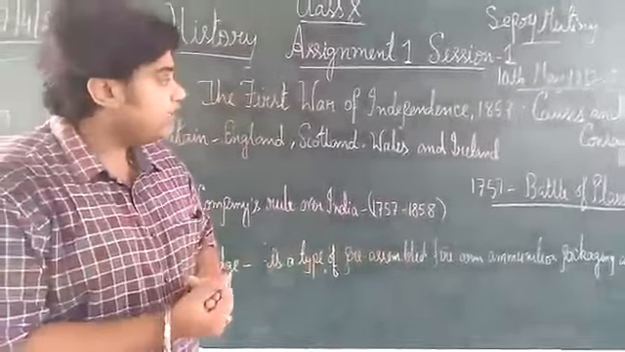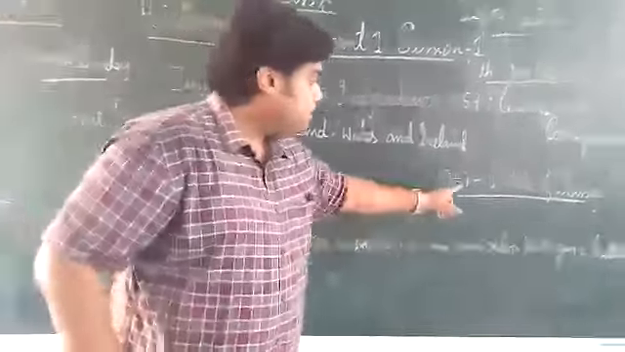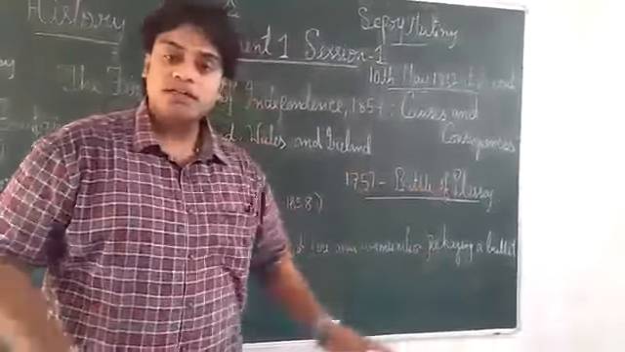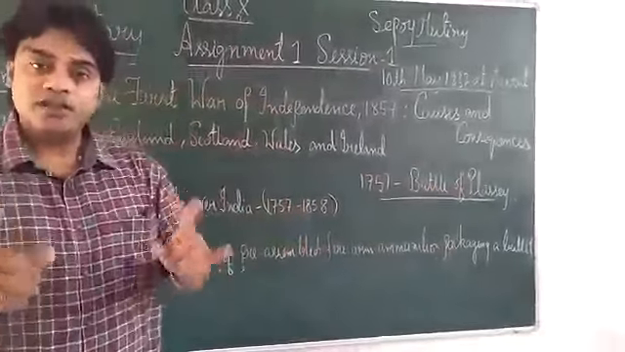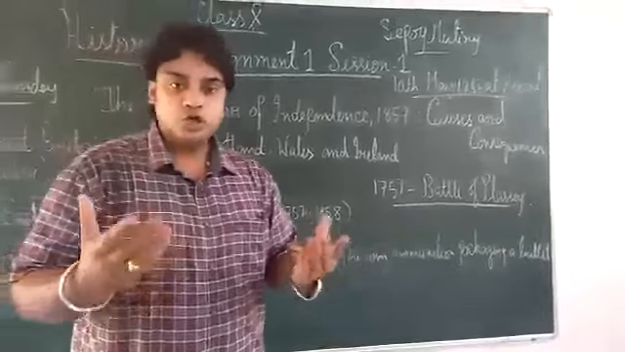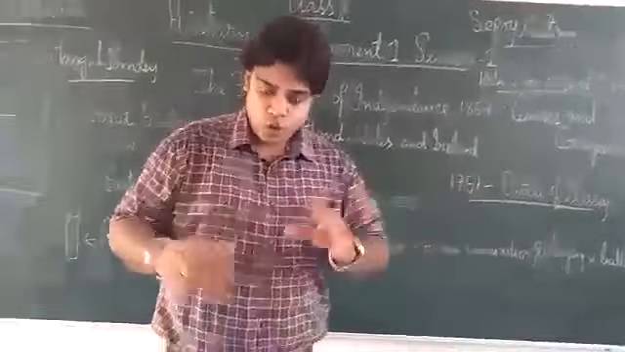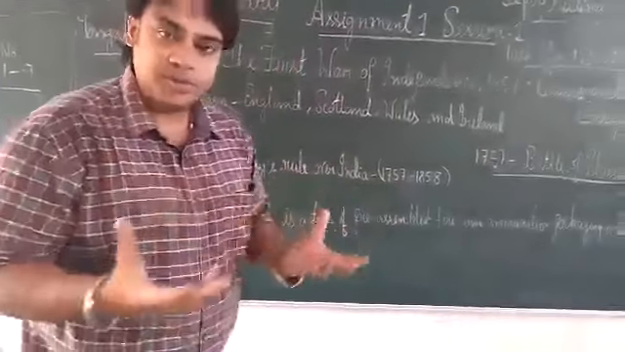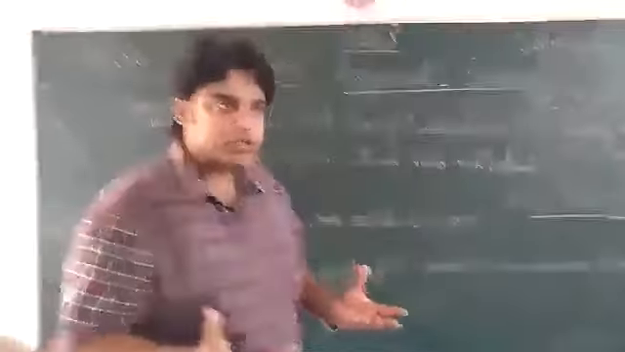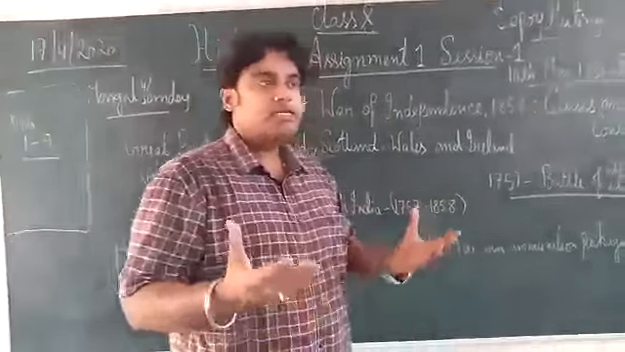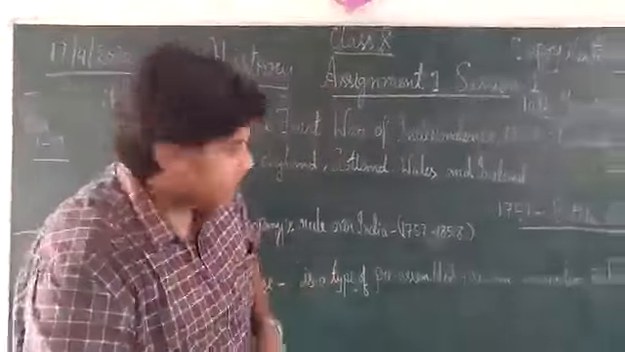So 1757, what happened? The Battle of Plassey took place, where the East India Company under Lord Clive defeated Suraj-ud-Dawla, and Lord Clive was also supported by the French troops. So East India Company was a trading company, a stock exchange company of the Britishers. They were ruling over India, and a revolution took place in 1857.